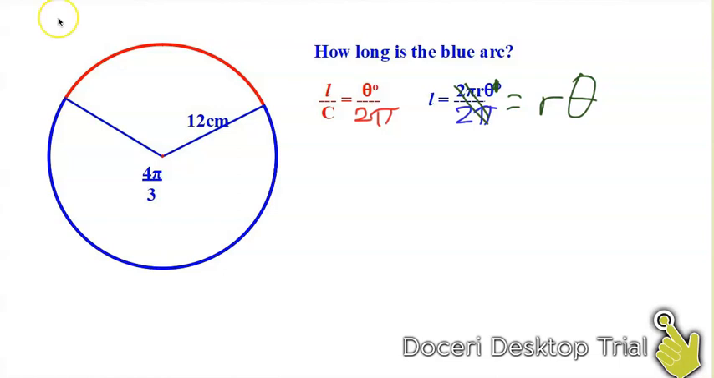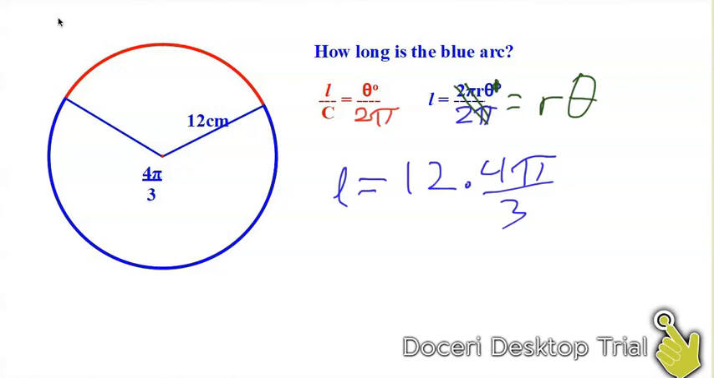All right, let's take a look at this. So we're just going to plug things in. I'm looking for the length. So L there for my length is equal to my radius, 12 centimeters, times my angle in radians, which is 4 pi over 3. Again, I do want to simplify this before I actually do my multiplication.